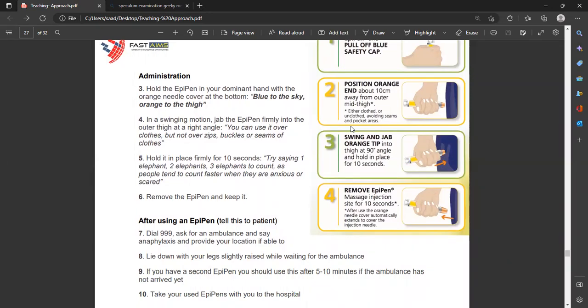This is the proper explanation in four steps. First, pull off the blue cap. Second, hold the EpiPen in your dominant hand, blue to the sky, orange to the thigh, and in a swinging motion, just put it on your thigh and count 1 elephant, 2 elephant, 3 elephant, 4 elephant, until 10 seconds, and remove it. The needle will go inwards on its own.